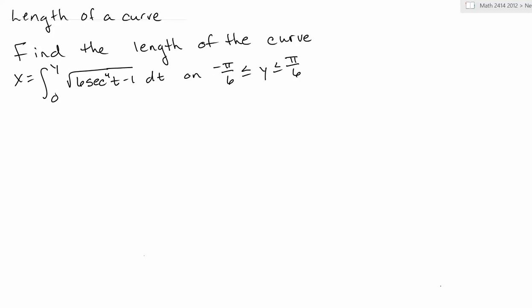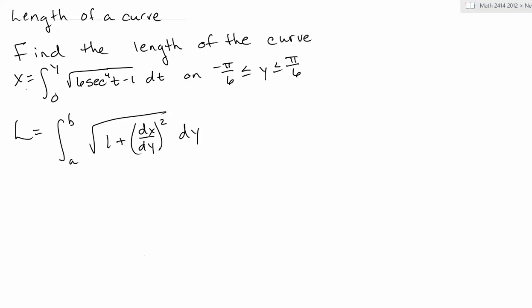It also makes this problem, which can be really difficult, pretty easy, because the formula for the length of a curve over an interval from a to b is the integral from a to b of the square root of 1 plus (dx/dy) squared dy.